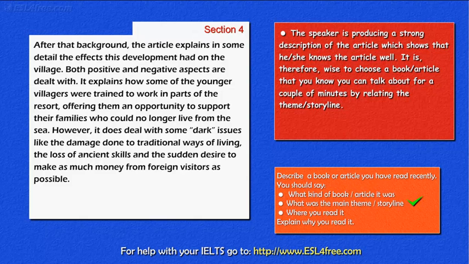The speaker is producing a strong description of the article which shows that he or she knows the article well. It is therefore wise to choose a book or article that you know you can talk about for a couple of minutes by relating the theme or storyline.